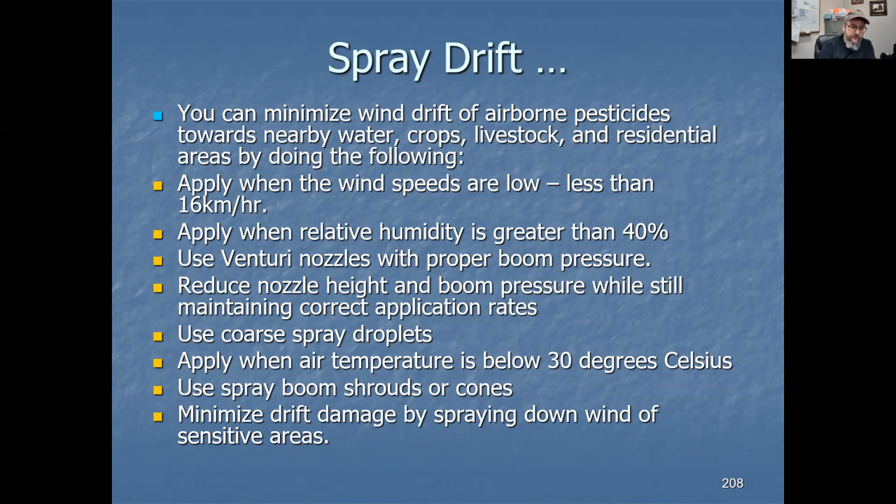Use coarse spray droplets. Apply when air temperature is below 30 degrees Celsius. Use spray boom shrouds or cones. Minimize drift damage by spraying downwind of sensitive areas.